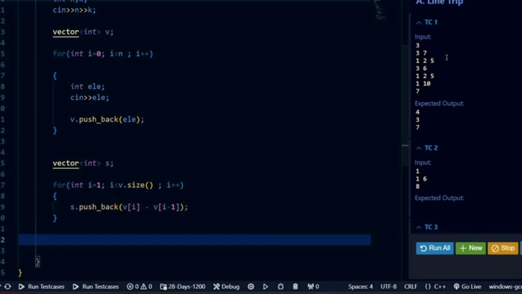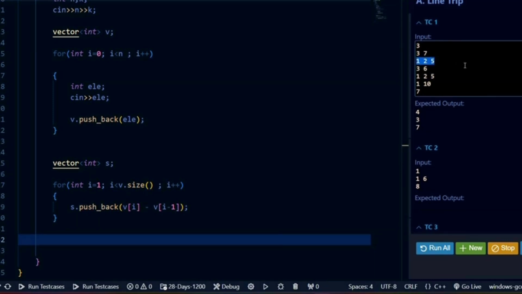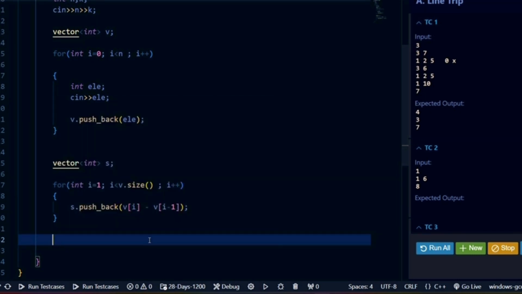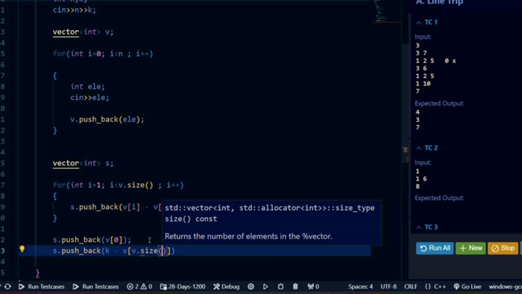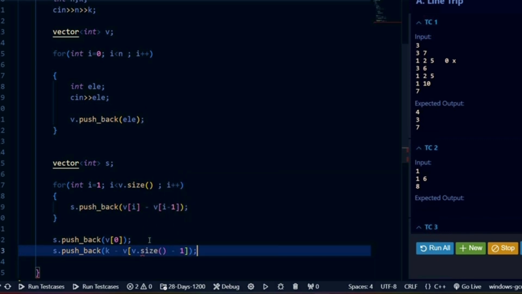Now we got the differences between these points, but the difference between the initial point, which is 0, and the final point, which is x, meaning x minus the last station, we haven't stored yet, and 0 minus 1 we haven't stored it yet. So I will simply push underscore back v of 0. This would be the distance from 0 to the first gas station. Now I will insert the difference between x position and v of v dot size minus 1.